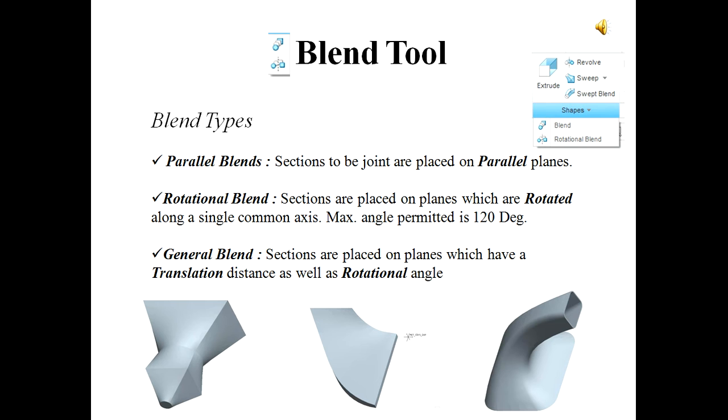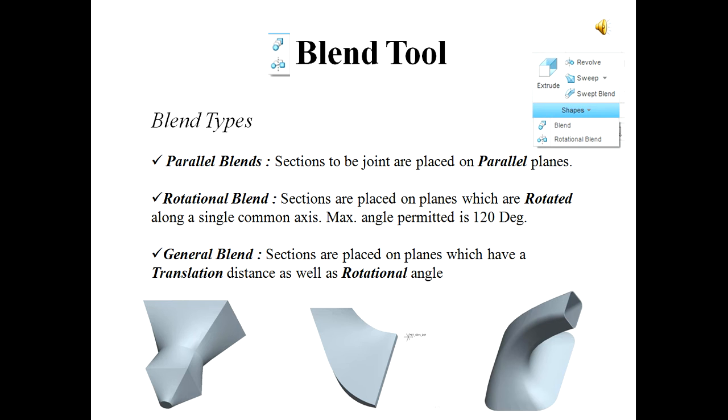In Creo Parametric, we have three different ways of blending sections: parallel, rotational, and general. In parallel blends, sections to be joined are placed on planes which are parallel to one another. In rotational blend, sections are placed on planes which are rotated along a single common axis. Maximum angle between any two sections is 120 degrees.